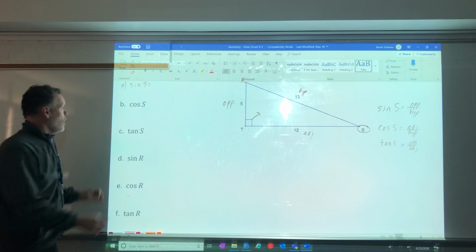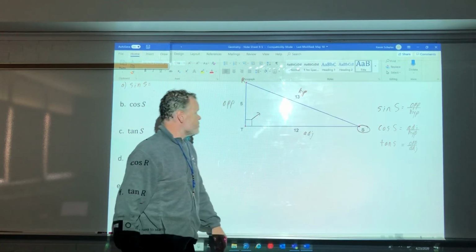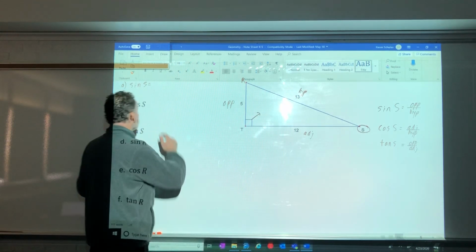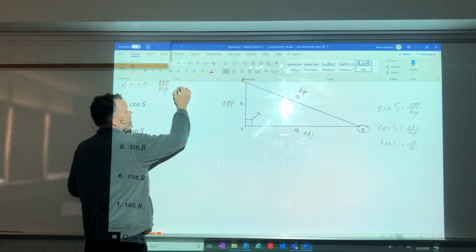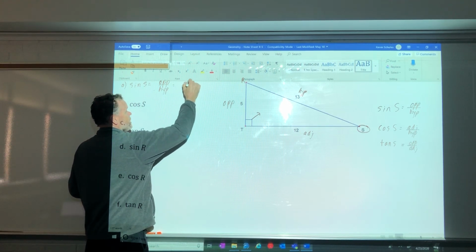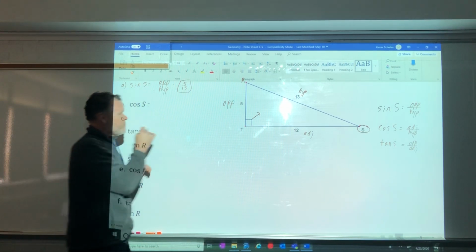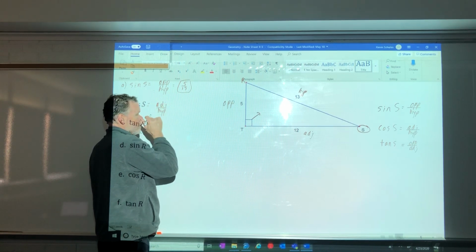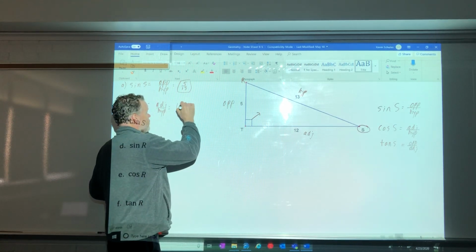Okay, so our sine of S, sine is opposite over hypotenuse, so our sine is going to be 5 over 13. Okay? Our cosine of S, that's going to be your adjacent over hypotenuse. And your cosine of S is going to be 12 over 13.